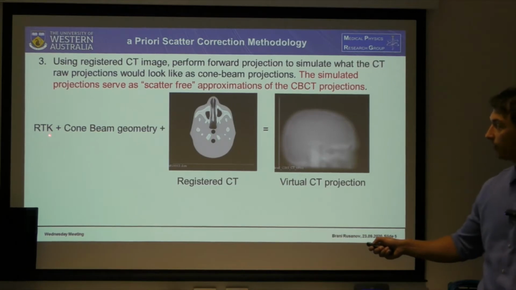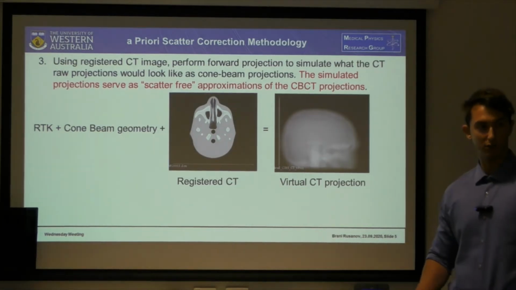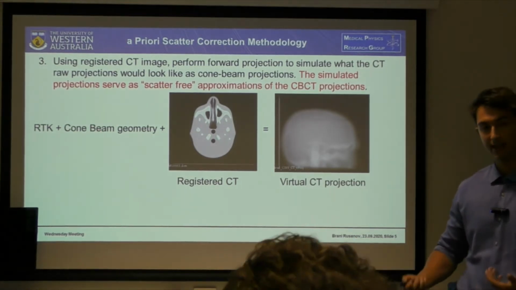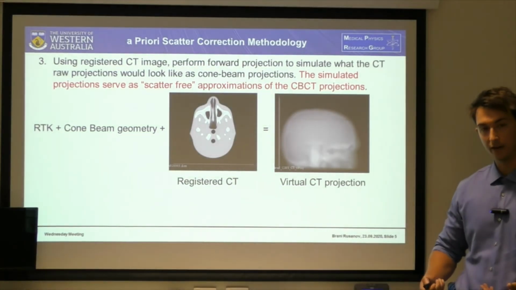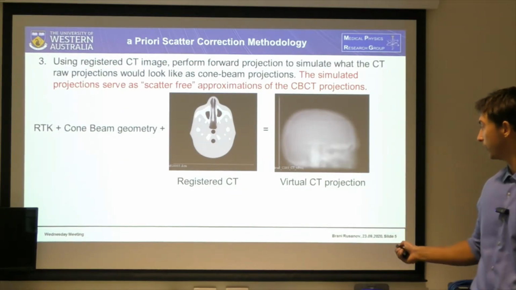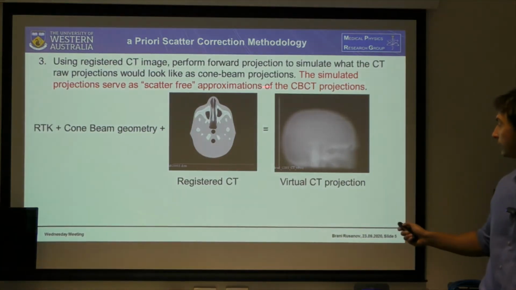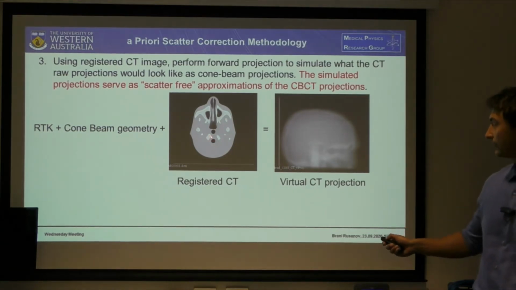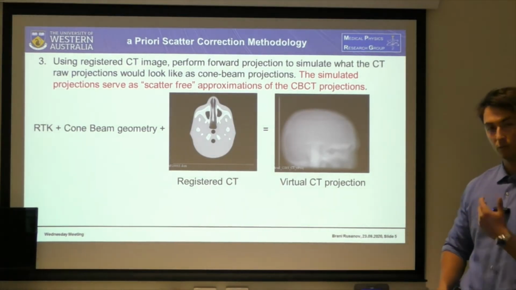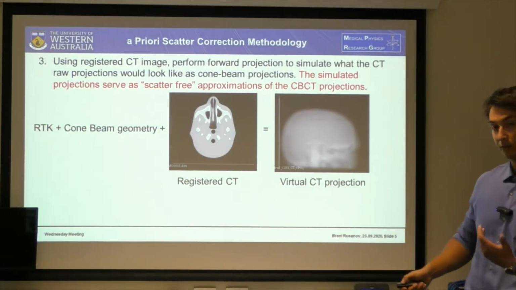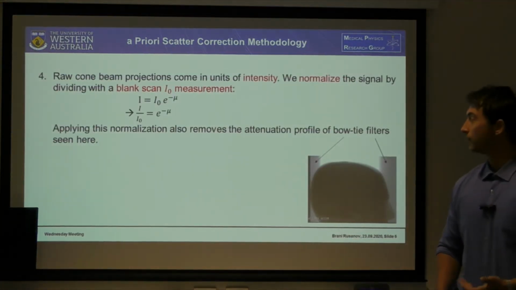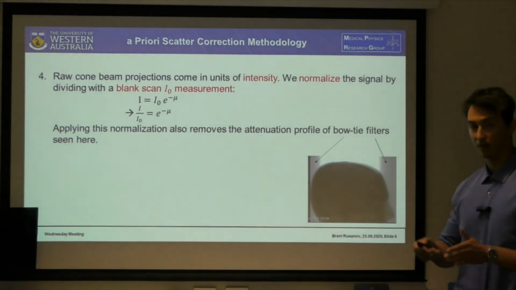To do this, we use RTK, which stands for the Reconstruction Toolkit. It is open source software specializing in cone beam reconstructions. We use the cone beam geometry, which is an XML file that comes bundled with the Varian raw cone beam projections. And we use the registered CT in order to simulate what the virtual CT projection would be like. Of course, we say there's no scatter because the registered CT is of diagnostic quality, and it already has post-reconstruction algorithms that remove scatter, so when we forward project it back into the projection domain, it does not have any scatter signals.